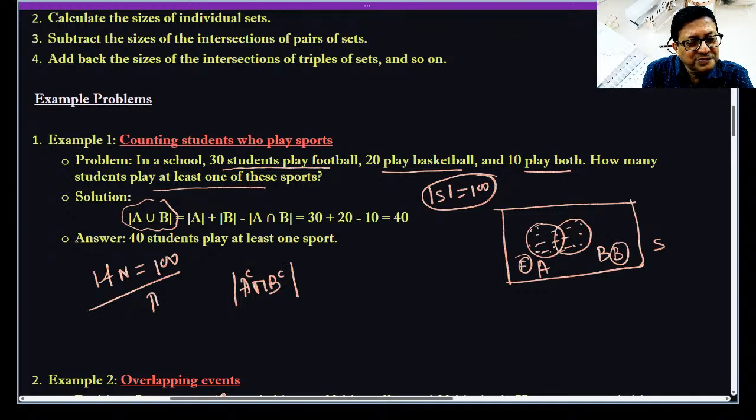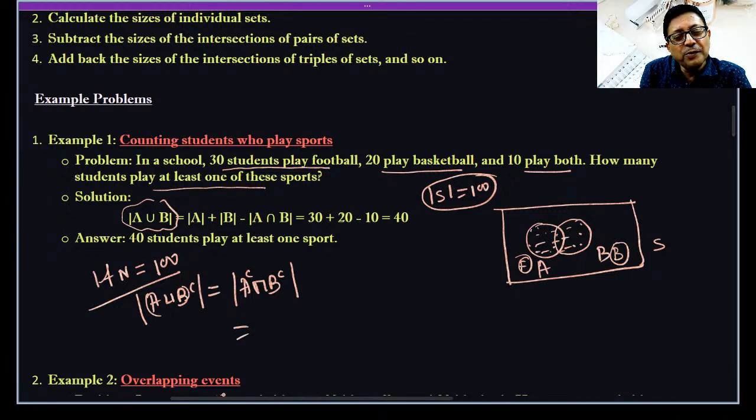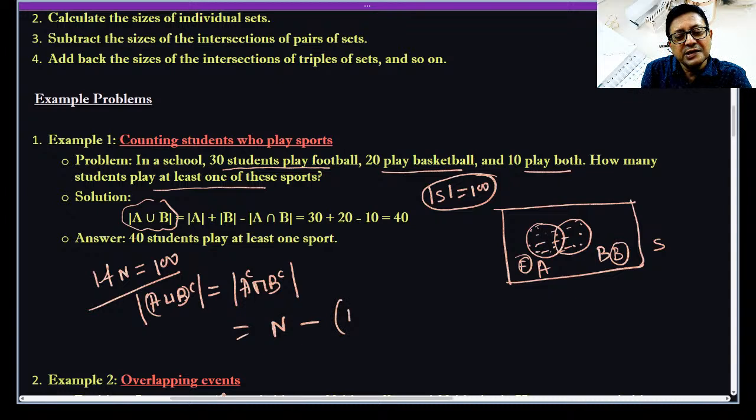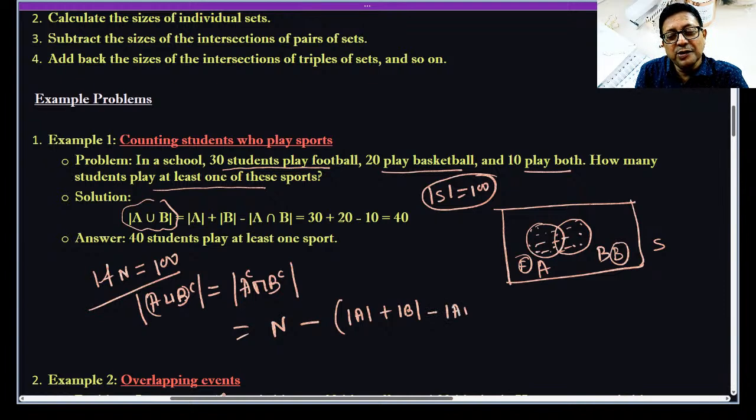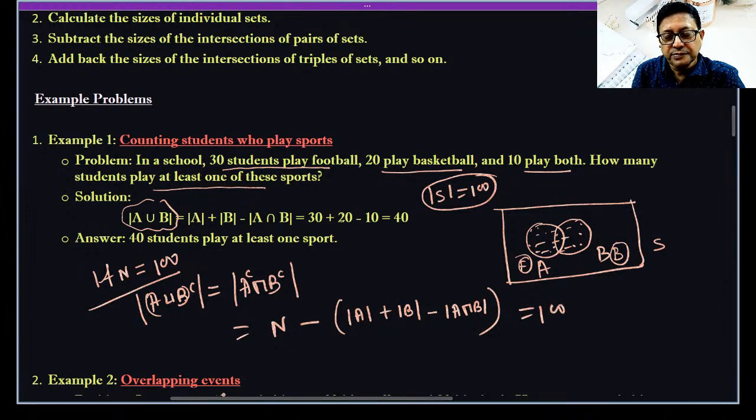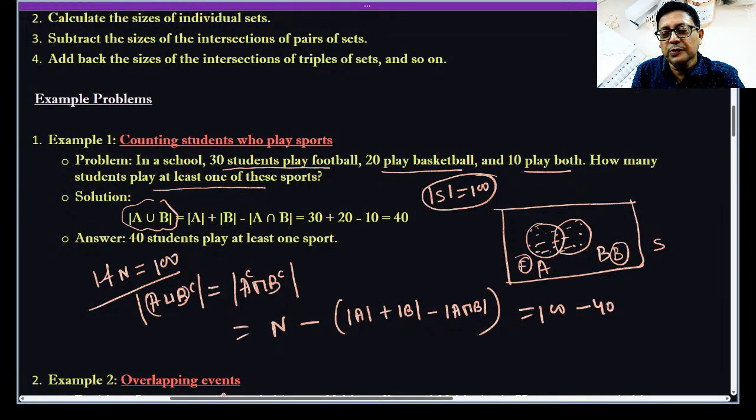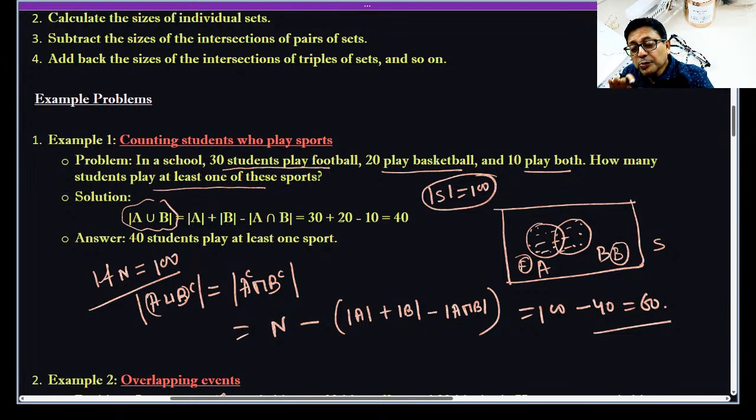Or the cardinal number of this set. By the formula we have seen, n minus cardinal number of A union B. So then it will be 100 minus 40, that is 60. Clear? So you must know the application of both of them.